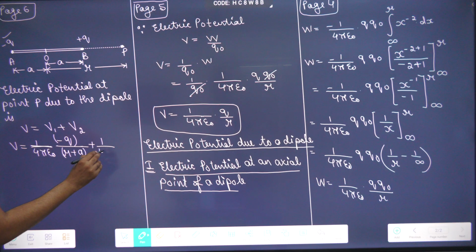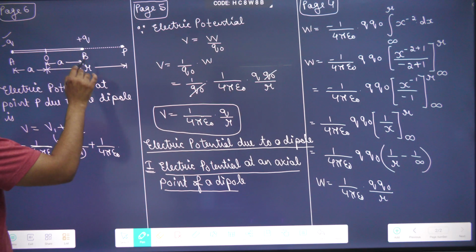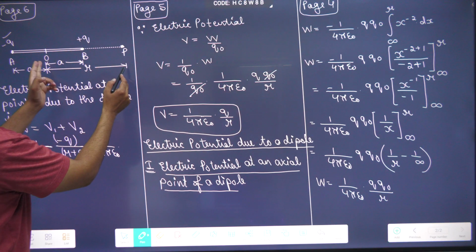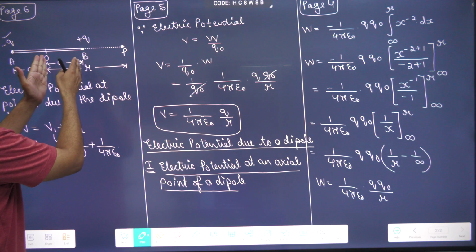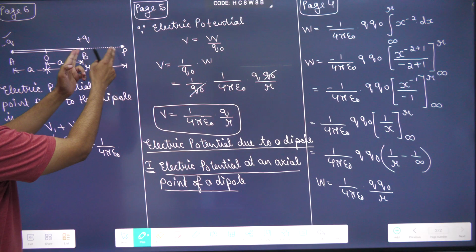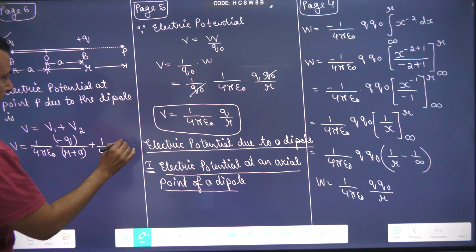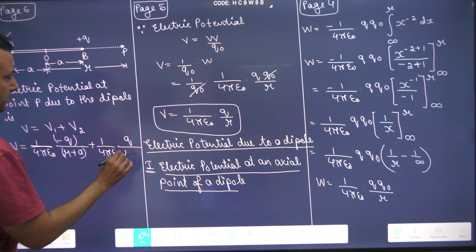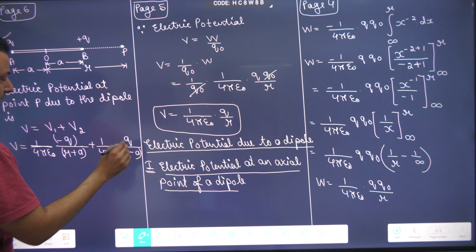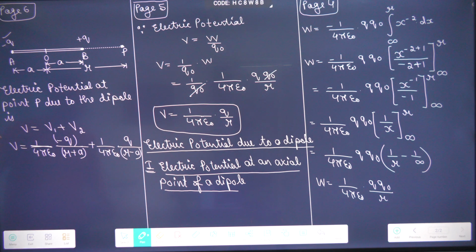plus 1 upon 4 pi epsilon naught. What is the electric potential due to this charge q? Q upon this distance; this is r and this is a. So what is this distance? This is r minus a. Q upon r minus a. Now q upon 4 pi epsilon naught, we can take it out as common.